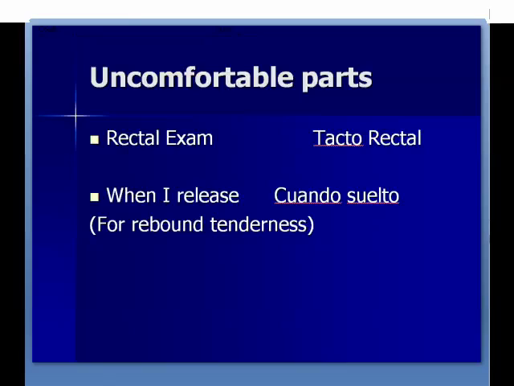To tell them about the need for a rectal exam. Rectal exam. Tacto rectal. You may also tell them that you're looking for blood or la sangre. So when you want to assess for rebound tenderness, when I release. Cuando suelto. So when you're letting go. This is a useful phrase for rebound tenderness. And you can ask them about their dolor and whether they have más or menos.